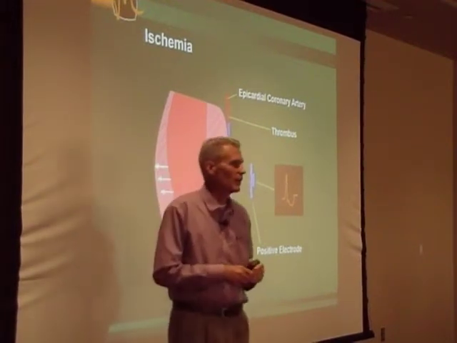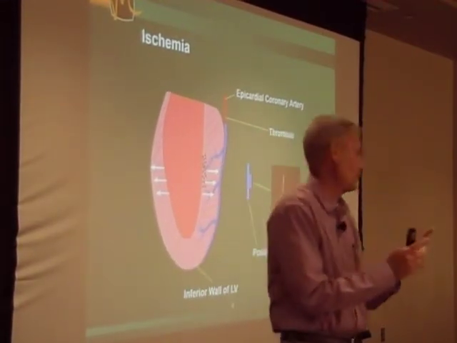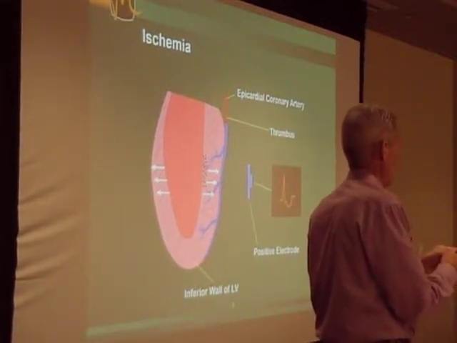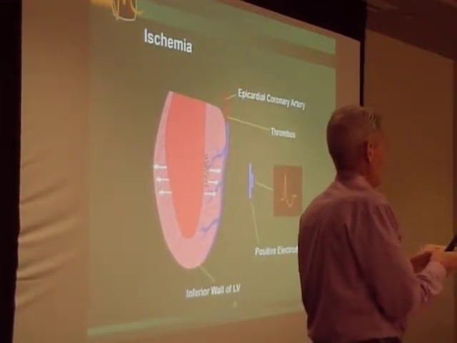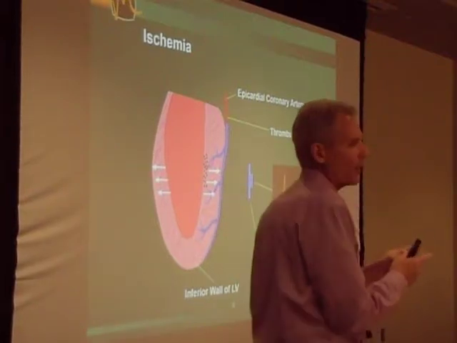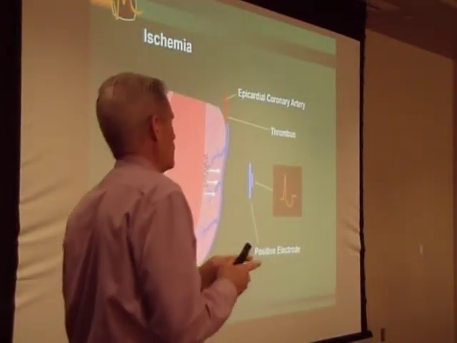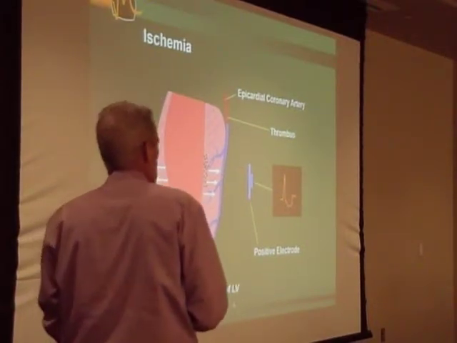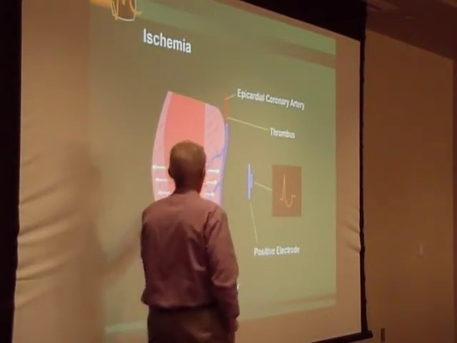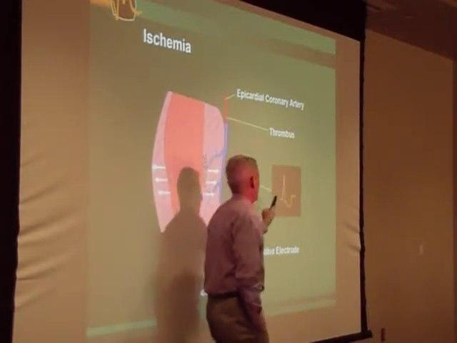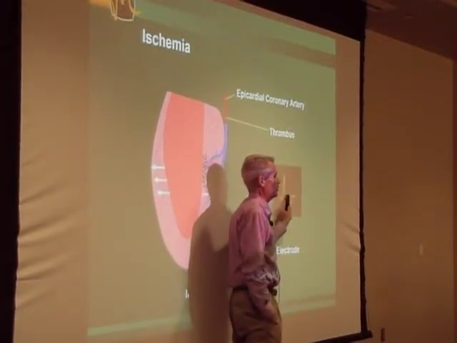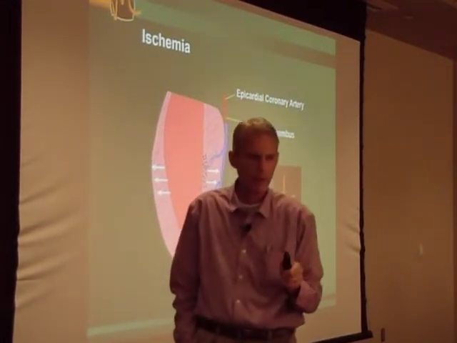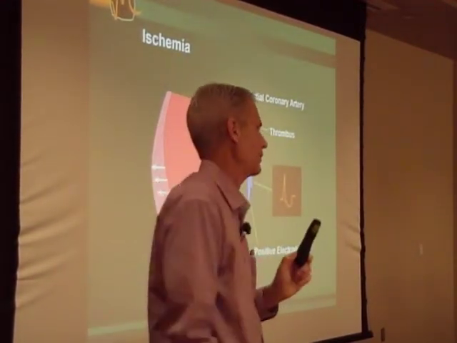So ischemia is classified as, here's a fancy term for you, subendocardial. Ischemia begins on the inside of the heart first and works its way out. So as we electrically look at this change, that ischemic change subendocardially shows up as J-point and ST segment depression and T-wave inversion.